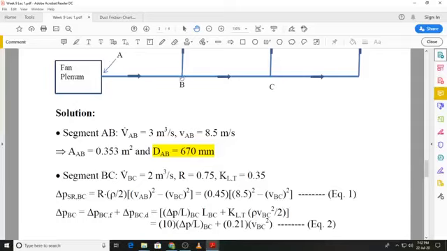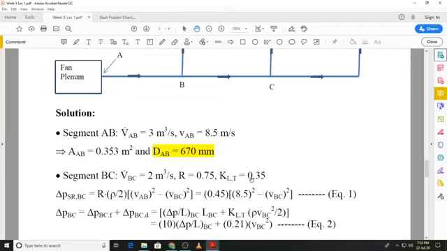Next is the part of the duct shown by segment BC. Because we have already taken 1 cubic meter per second at this T junction into the diffuser from B, the flow rate in segment BC is 2 cubic meters per second. The static regain factor is given, and in this segment we just have one source of minor loss, that is the T, and we are moving through the T, so the loss coefficient for T through is 0.35, and we will calculate the static regain.